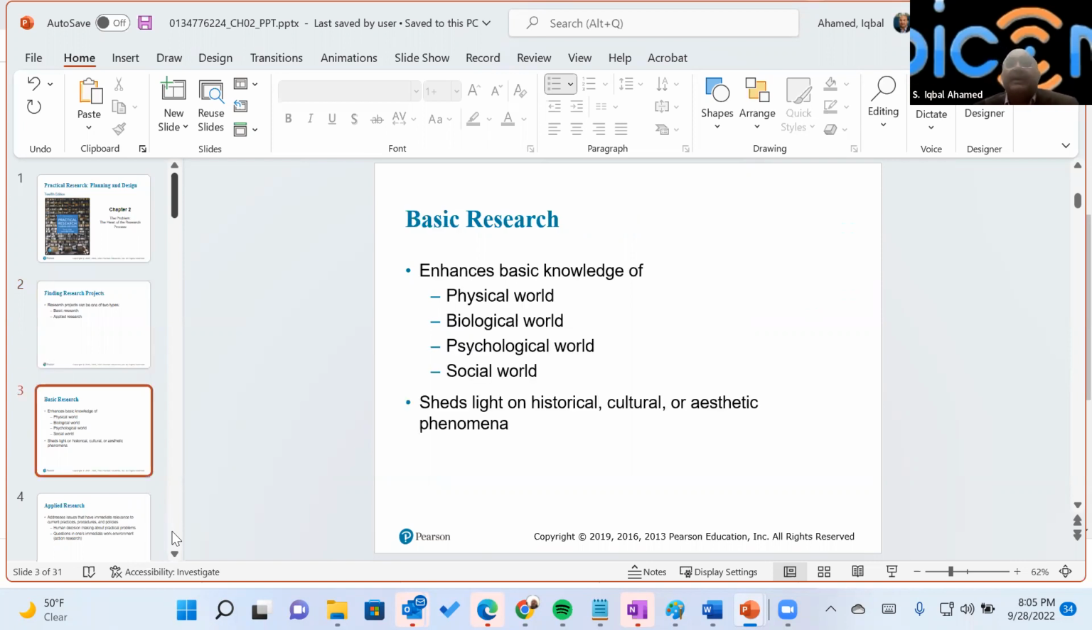So basic research, as I mentioned, enhances the basic knowledge of a particular area. For example, the physical world, biological world, psychological world, even if it's social science, it's a social world. It sheds light, if it is social science or history, on some of the phenomena, some of the cultural things, trying to shed new light so that you are really enhancing the foundations.